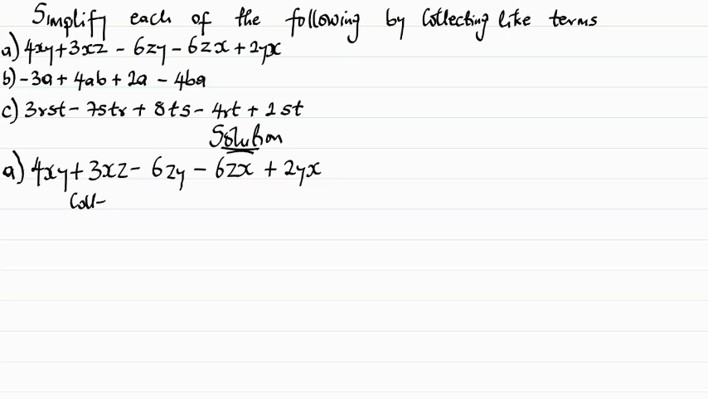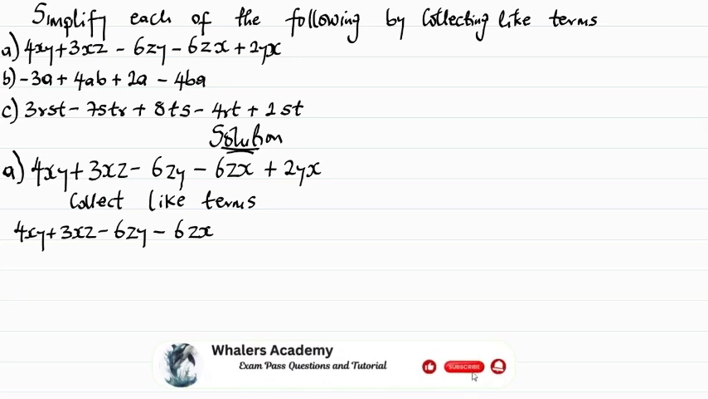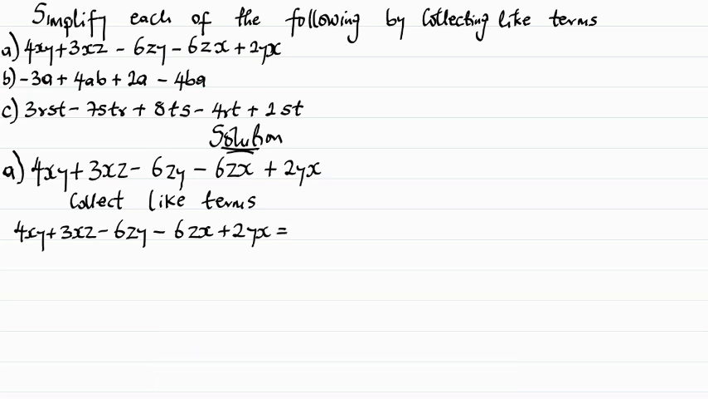Collect like terms. Hence we have 4xy plus 3xz minus 6zy minus 6zx plus 2yx equal to 4xy.